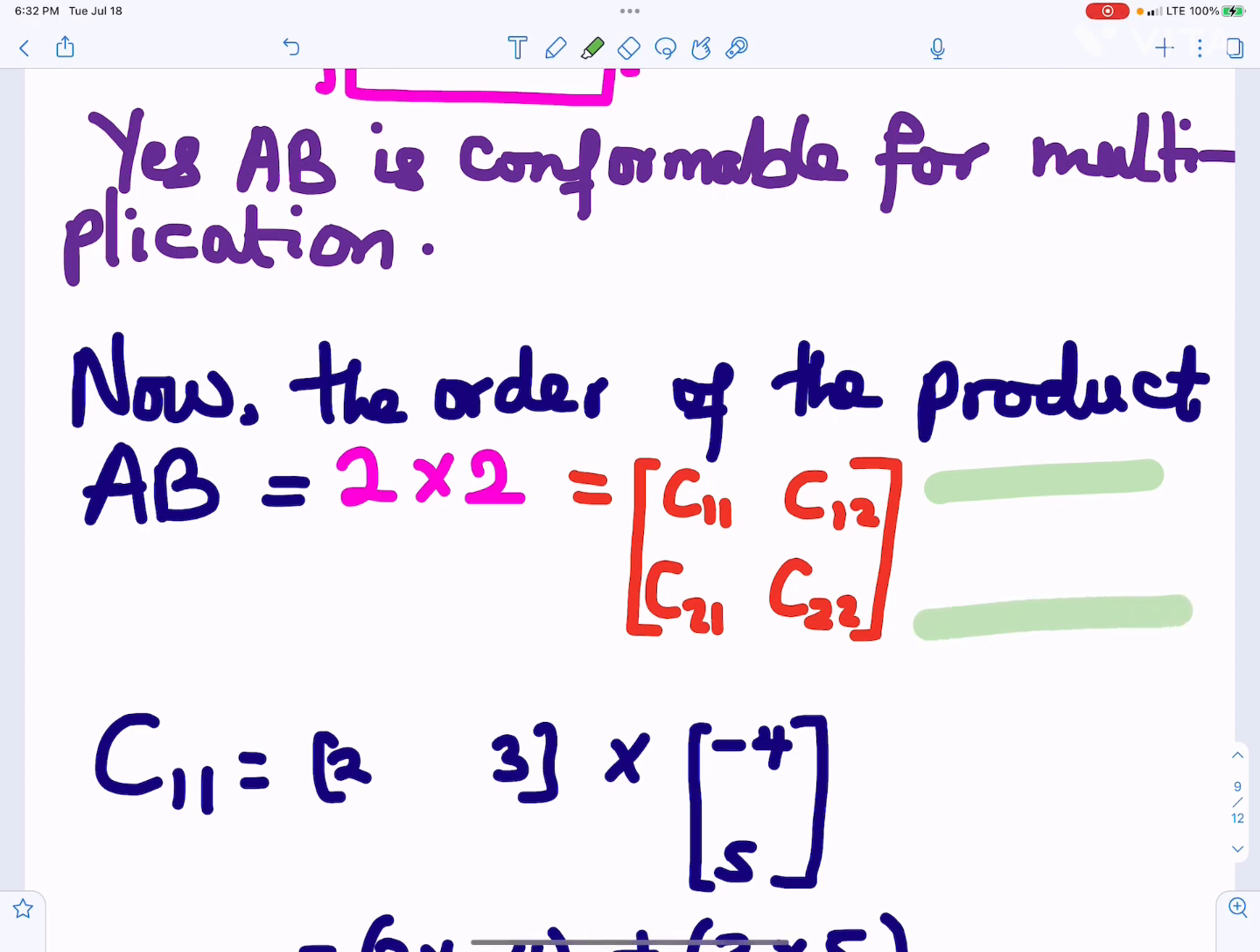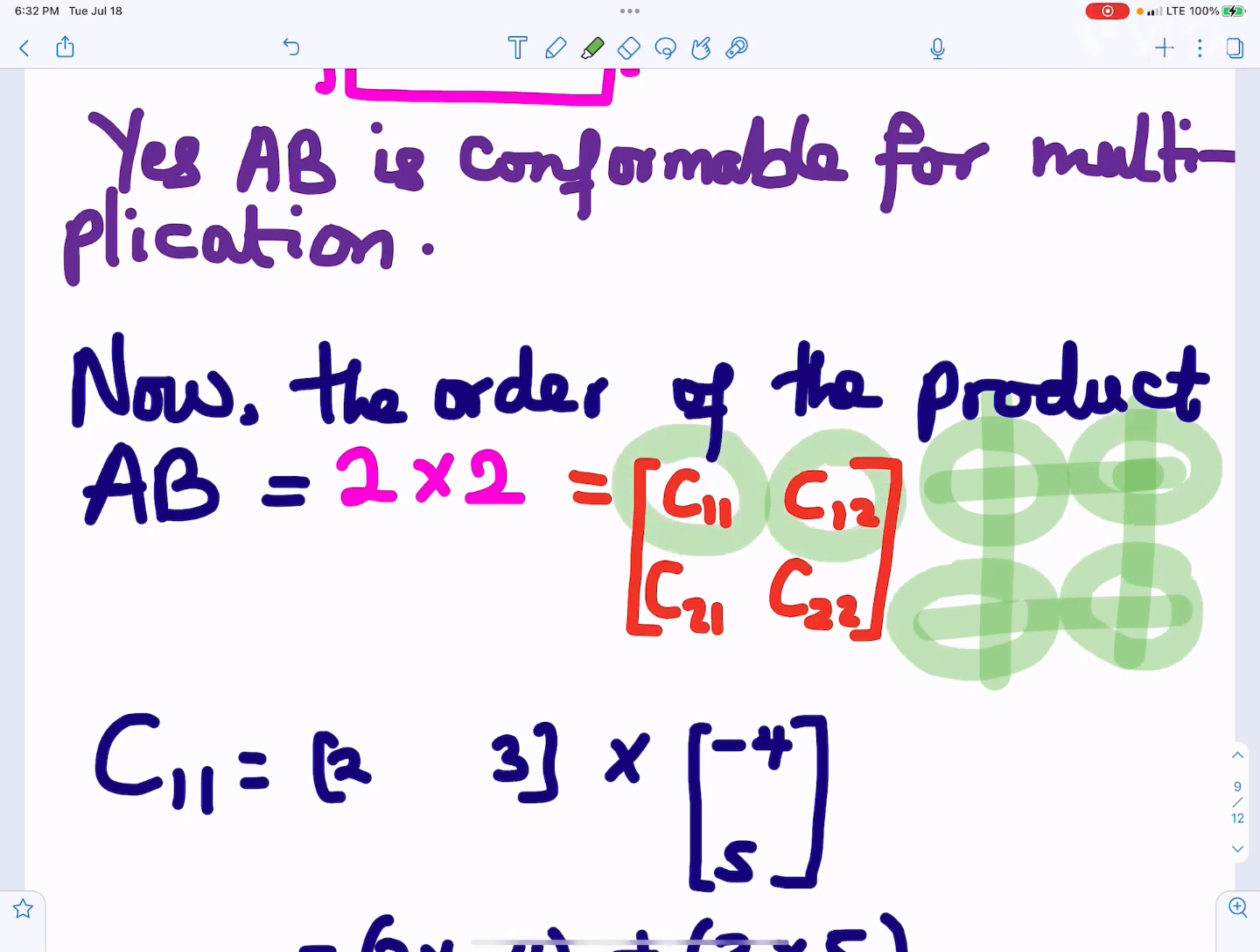2 rows, 1, 2, 2 columns, 1, 2. So each of these intersections is a cell. So my answer will have 4 cells. 1, 2, 3, 4. Can you see that? Please take note of that.